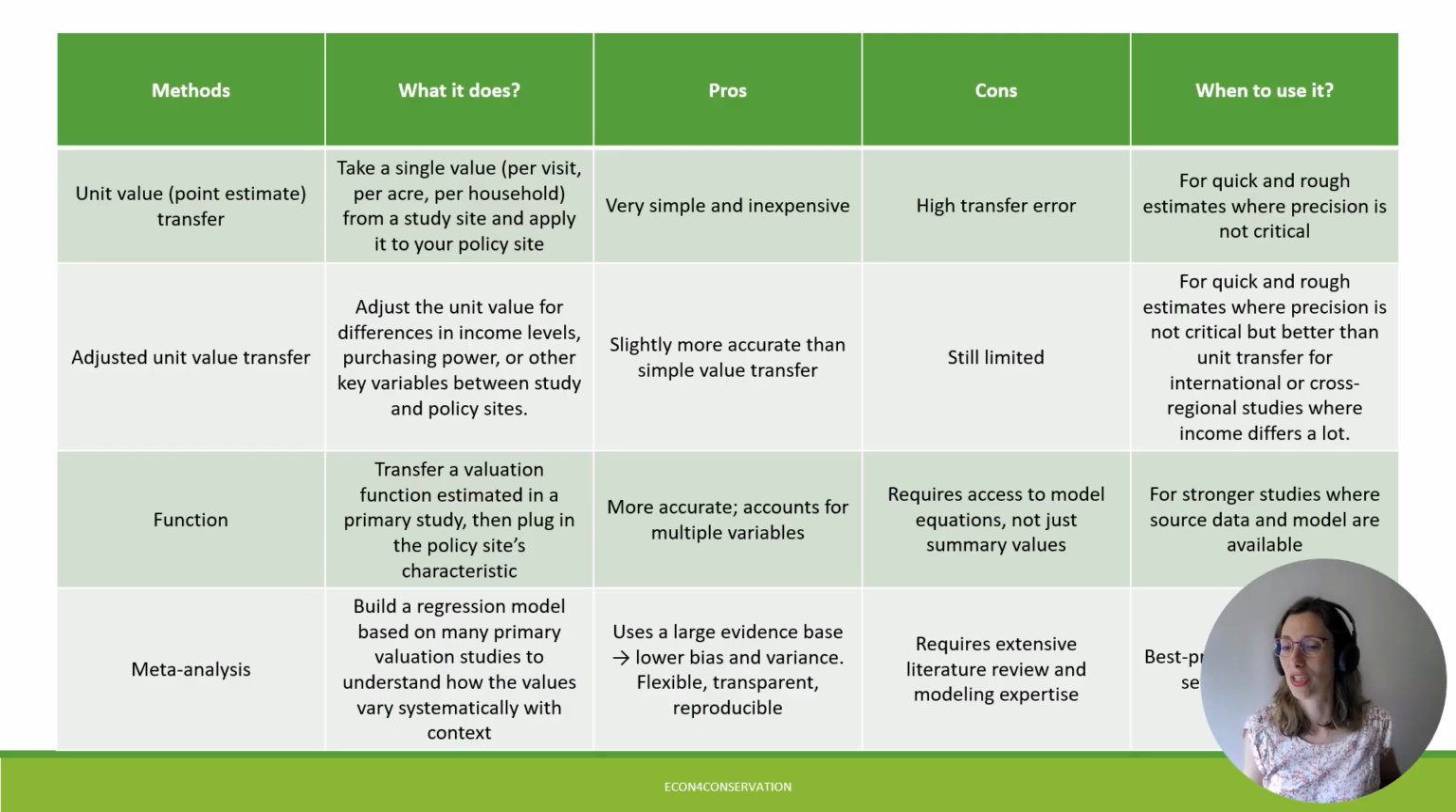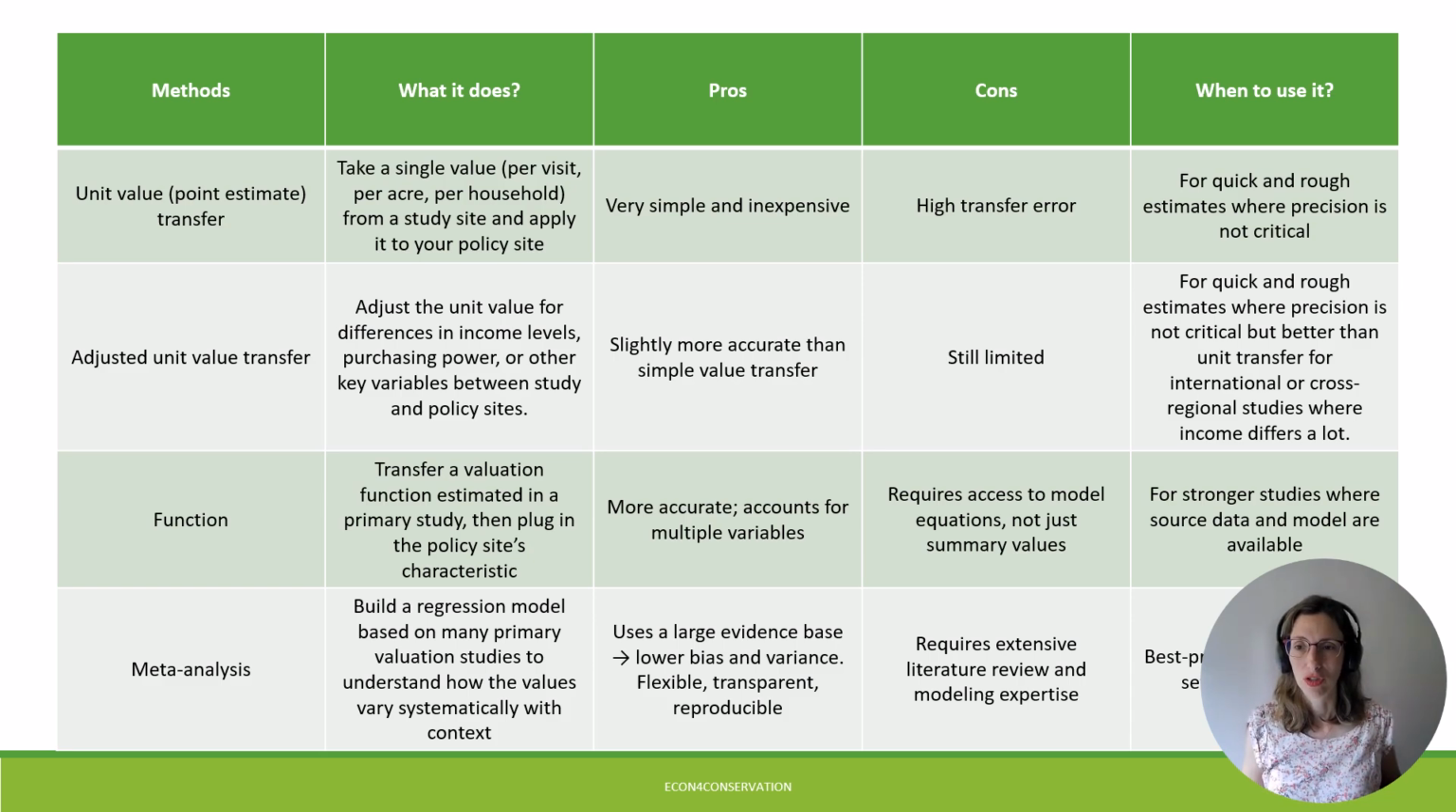Next, we have the adjusted unit value transfer method. Here we adjust the value to account for basic differences like income levels between populations. For instance, if households in your study area earn less than those in the original study, you'd adjust the willingness to pay downward using an income elasticity factor. This makes results a bit more realistic, but is still a fairly rough approach.